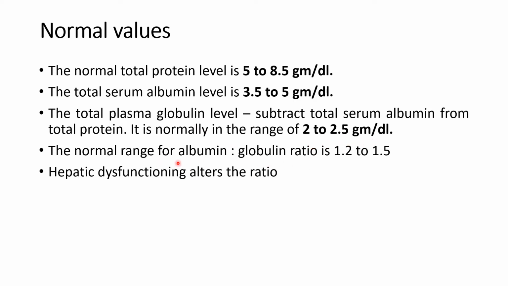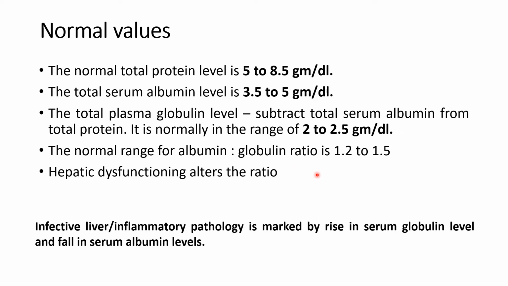The normal albumin to globulin ratio is in the range 1.2 to 1.5, and in the case of hepatic dysfunction, this ratio is altered. Infective liver or inflammatory pathology is marked by a rise in the serum globulin level and a fall in serum albumin levels.